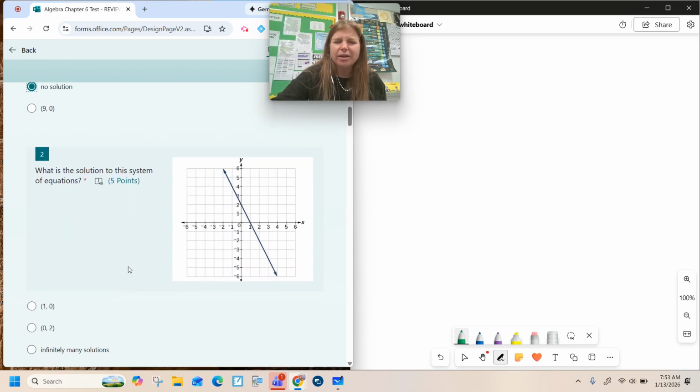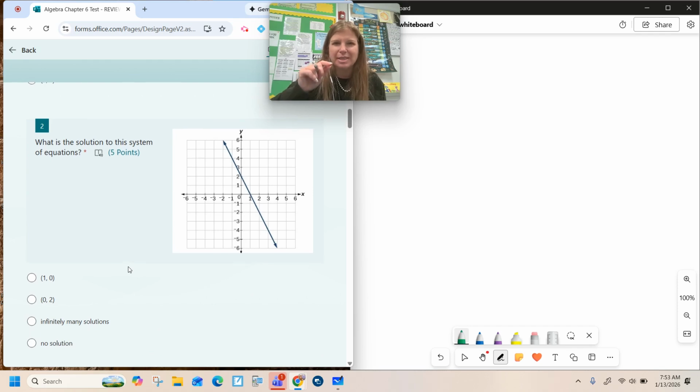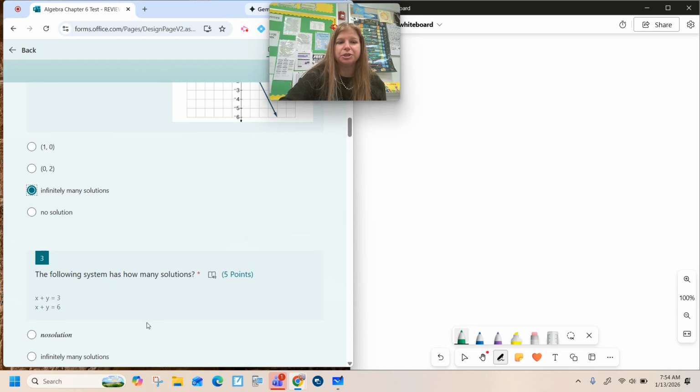Now, if I tell you that there's actually a system of equations in this problem and you only see one line, that means that the lines aren't parallel, they're not intersecting, they're actually equations for the exact same line. They are overlapping each other. So every single point on one line matches up with every single point on the other line, and that's what we call infinitely many solutions.